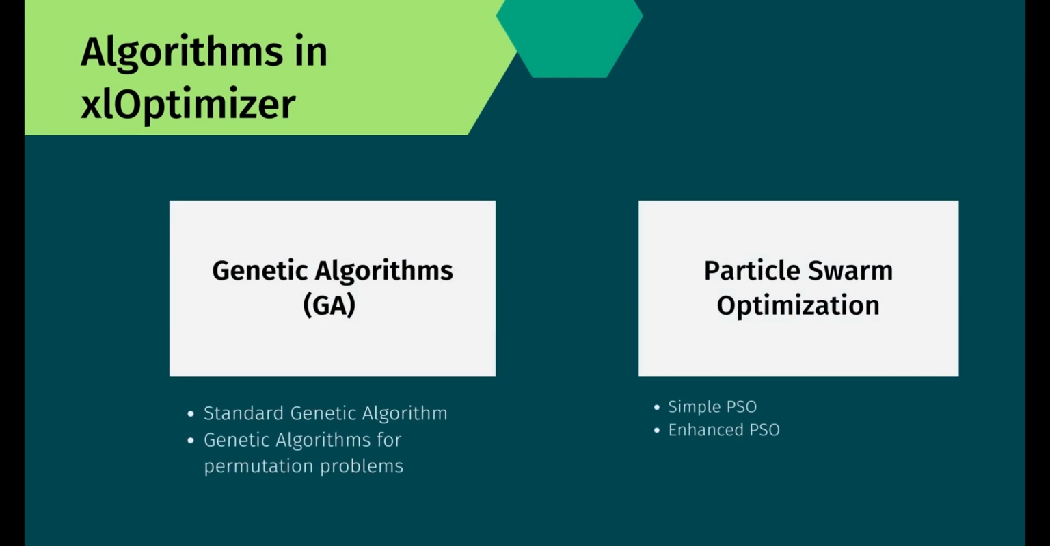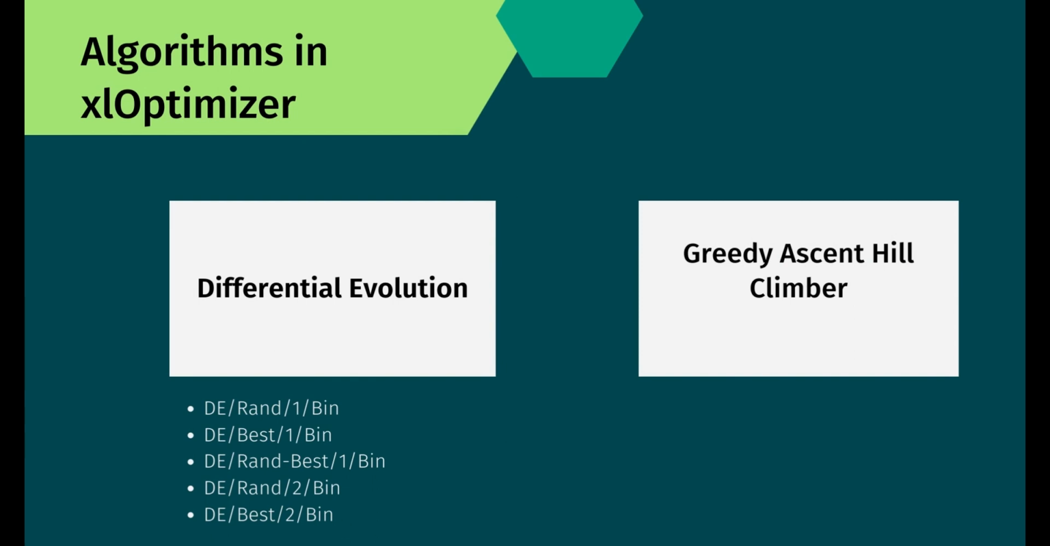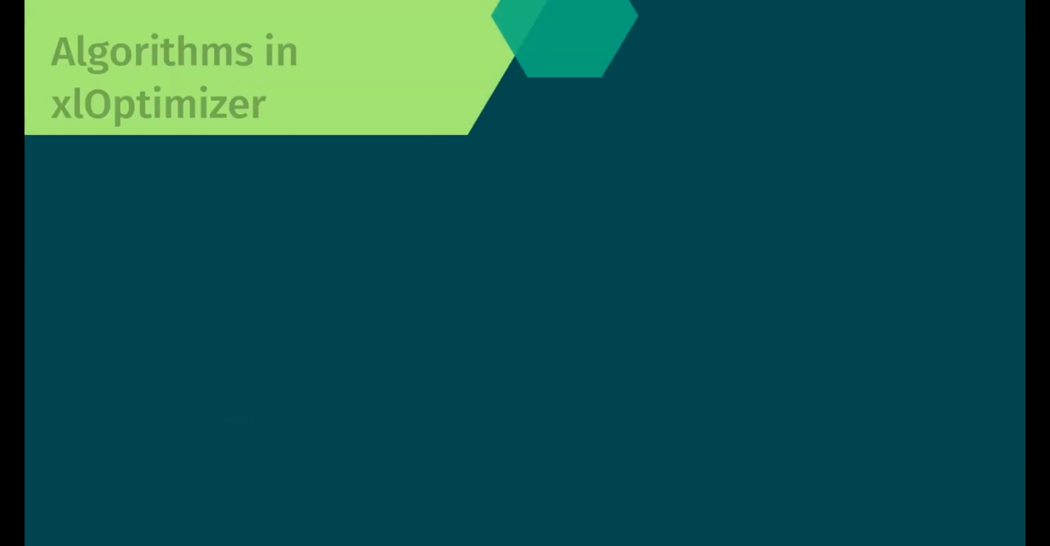So what are the algorithms provided? There is the GA genetic algorithm that we'll be explaining later when doing an example. We have the standard and the permutation that take consideration of the order. Then we have the particle swarm optimization. Then also provided the differential evolution, which with its 5 kinds. Then also the greedy ascent hill climber, which will be shown later how it is integrated into the GA.